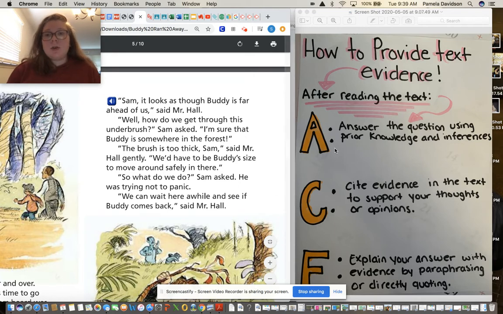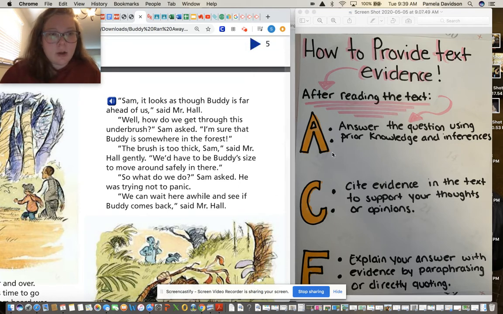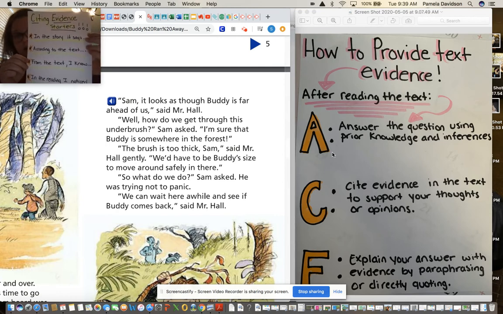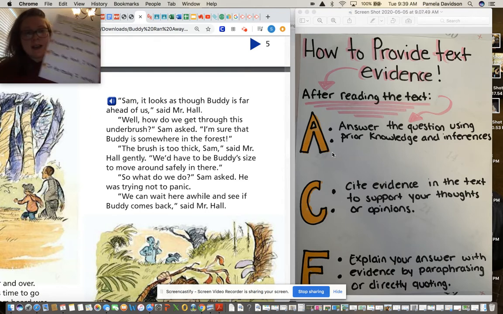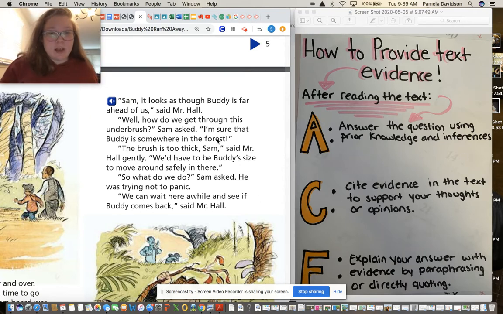So now we're going to answer the question, why can't Sam go in the underbrush? And remember, we can use our citing evidence starters, which is attached to the lesson. So I'm going to start with this one. In the story, it says, Sam can't go into the underbrush because it is too thick. Sam would have to be Buddy's size to move around safely in there.